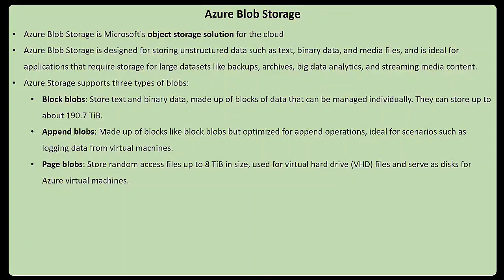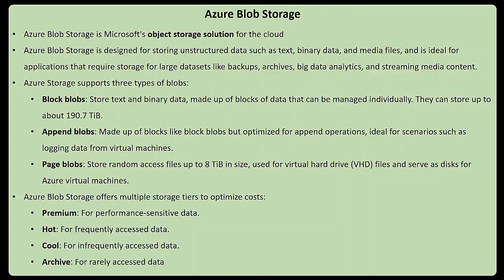Then next is page blobs. A page blob stores random access files up to 8 TB in size, used for virtual hard disk files, and serves as a disk for your virtual machines. So these page blobs are nothing but what you can call your OS drive, or any drive which creates a virtual hard disk on your laptop or on your server. Then it is called your virtual hard disk. So that virtual hard disk type is called page blobs.